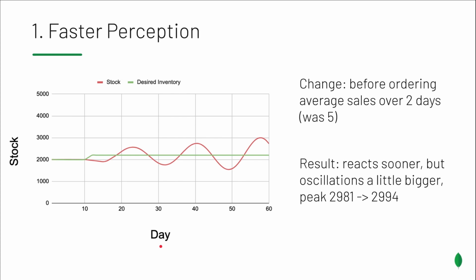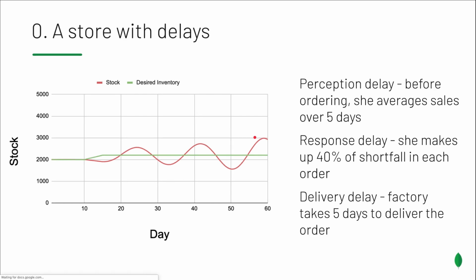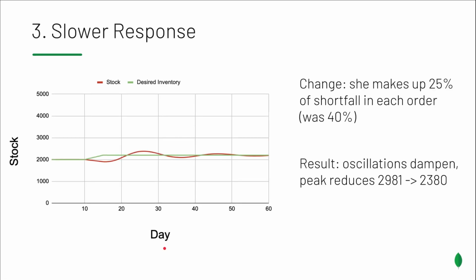So here's the first case. She's going to change how she perceives sales. Instead of averaging sales over the previous 5 days, now she's going to average them over 2. And as you can see, the graph is not very different. The inventory still oscillates out of control. In fact, in this case, the oscillations get slightly bigger. You can see that her desired inventory goes up faster. If we flick between the two graphs, you can see that the timescale just shifts slightly. There's not much difference. So let's try the opposite.